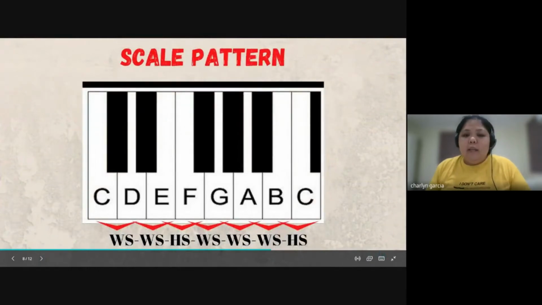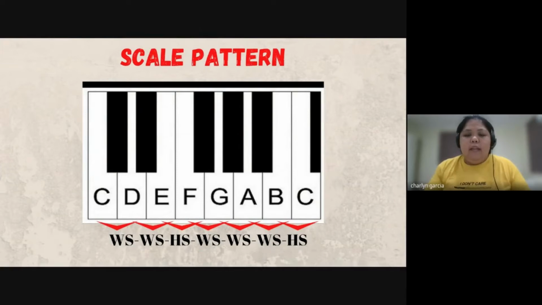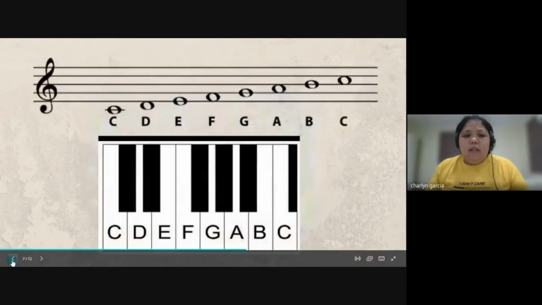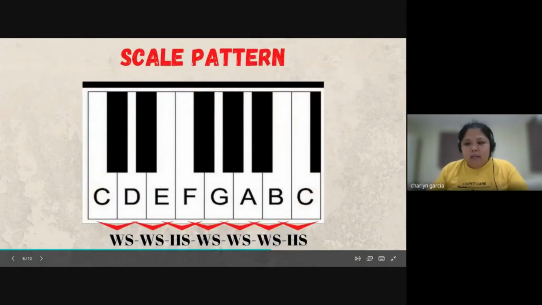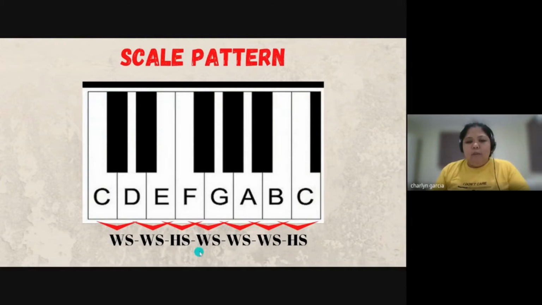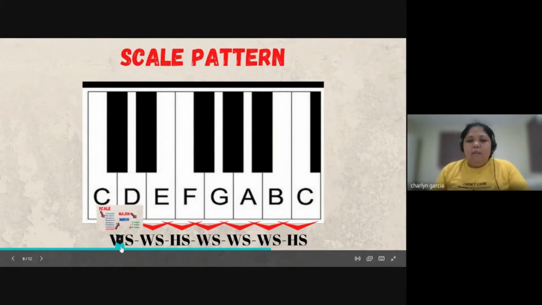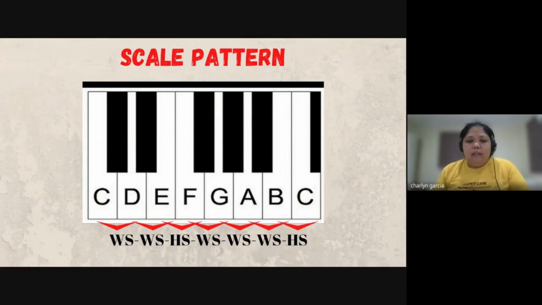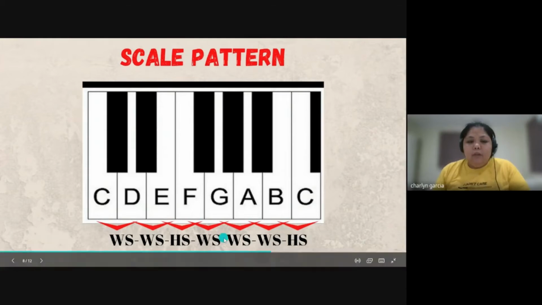In making a scale pattern, kasi bubuo tayo ng pattern eh. Kanina pinakita ko na kung ano yung itsura ng scale pattern C. Ngayon, in making a scale pattern, meron tayong tinatawag na formula. So ano yung formula na yon? That is W means whole, S means step, and then H means half. So that is whole step, whole step, half step, whole step, whole step, whole step, half step. So tandaan nyo lang yan. Habang nagdi-discuss tayo, tandaan nyo lang yung code natin. So that is whole, whole, half, whole, whole, whole, half.